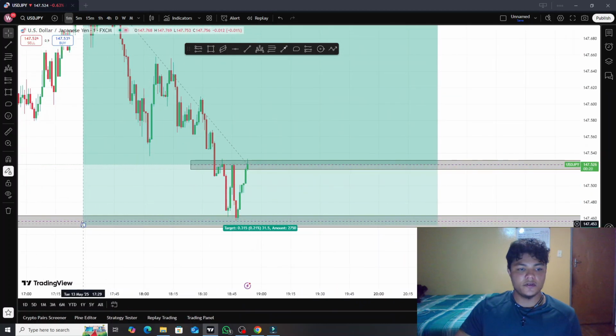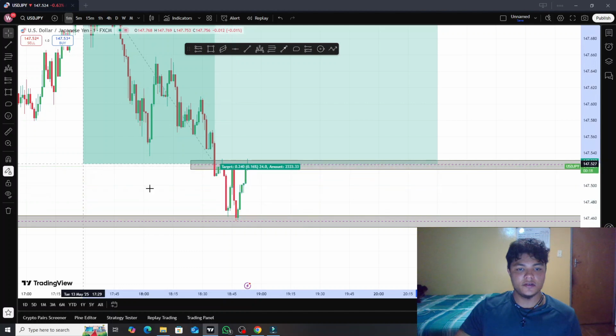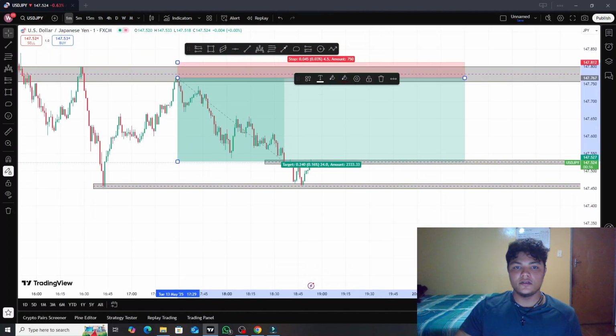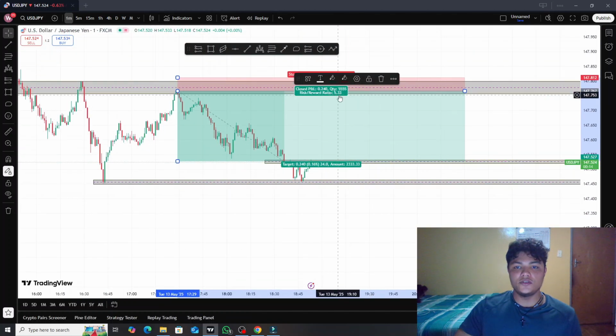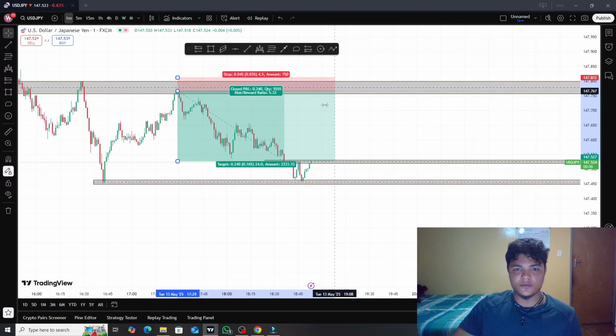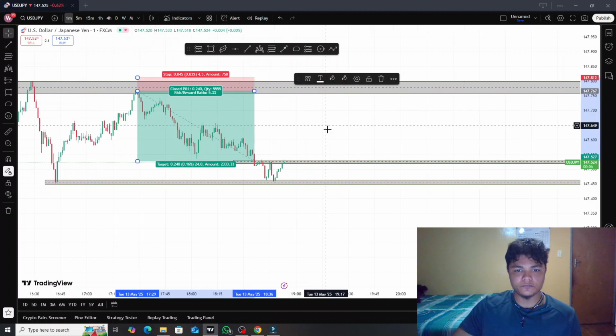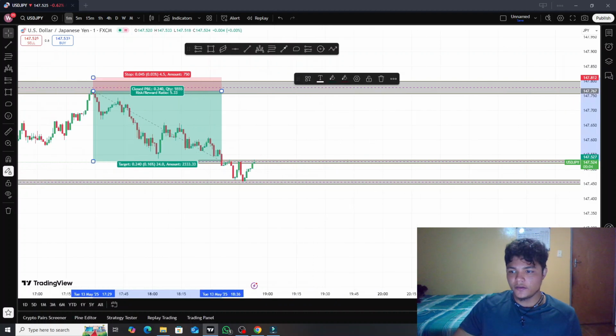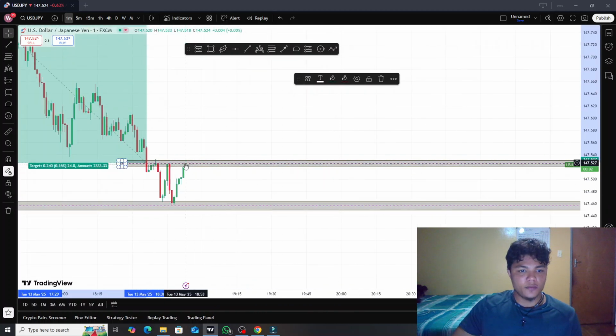So this was a nice 1 to 5 risk to reward. I'm happy with this trade, so I'm not going to be any more greedy. Can probably take a sell here as well now, but I'm not going to risk it.